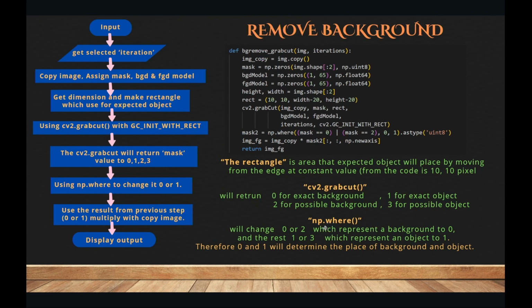Then it will multiply the original image by this mask, keeping only the foreground. The result is an image with the background removed, leaving just the subject of the photo.